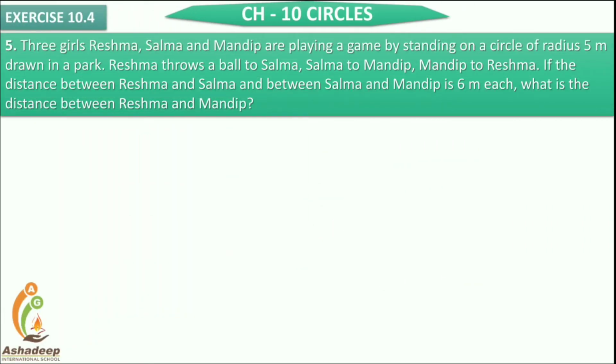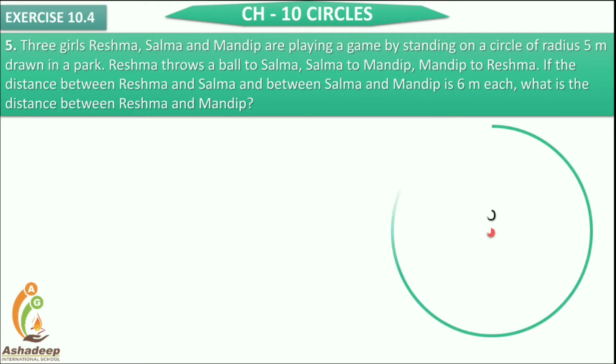Three girls, Reshma, Salma and Mandeep are playing a game by standing on a circle of a radius 5 meters drawn in a park. Reshma throws the ball to Salma, Salma to Mandeep and Mandeep to Reshma. If the distance between Reshma and Salma, and between Salma and Mandeep is 6 meters each, what is the distance between Reshma and Mandeep?